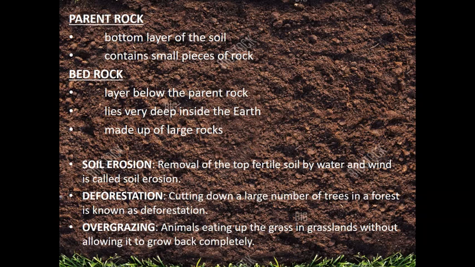Next we have discussed soil erosion. What is soil erosion, children? Removal of the top fertile soil by water and wind. Deforestation means cutting down a large number of trees in a forest. And what is overgrazing? Animals eating up the grass in grasslands without allowing it to grow completely. This is overgrazing.